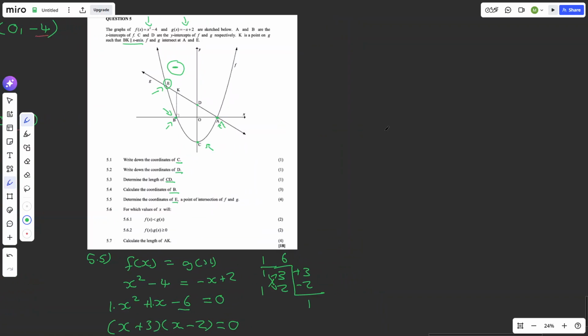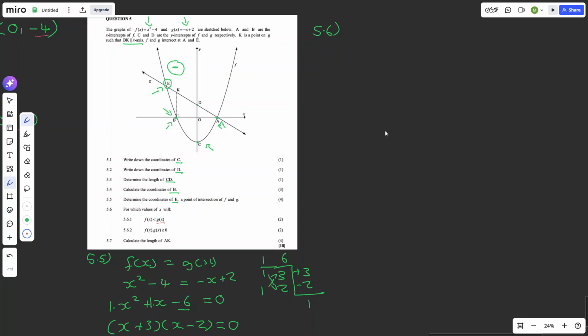So now let's go to the next one, 5.6. In 5.6, we want to find values of x for the cases where our function f of x is strictly less than g of x. What that means is we just have to refer to a graph. We want to find values of x where g of x, which is our linear function, is above f of x.